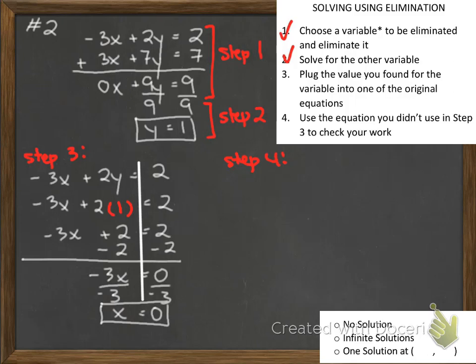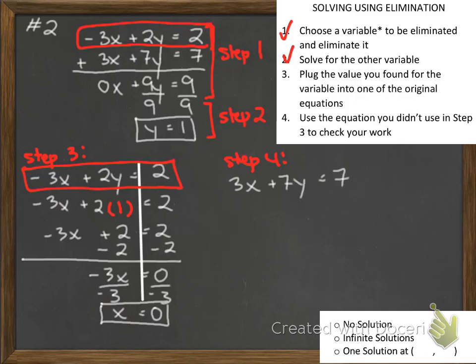Okay, remember when we check our work, we can't use any old equation. I just used that equation in step 3. I therefore have to use the other equation, which is 3x plus 7y equals 7, if I want to check my work. Okay, so we have x is equal to 0, we have y equals 1. So I have 3 times 0 plus 7 times 1 equals 7, 0 plus 7 equals 7, so of course 7 equals 7.